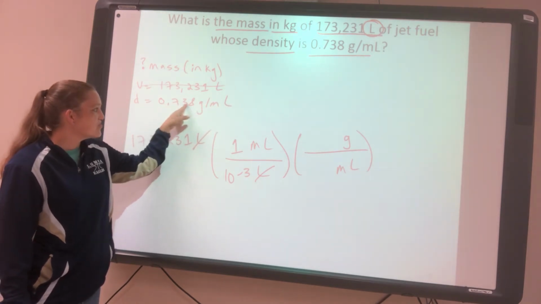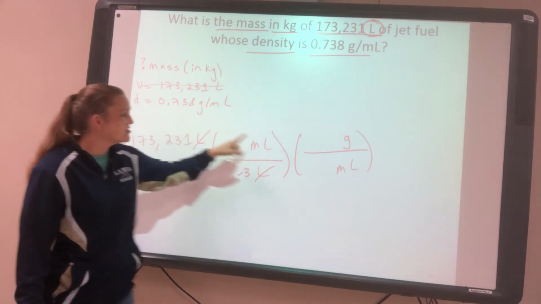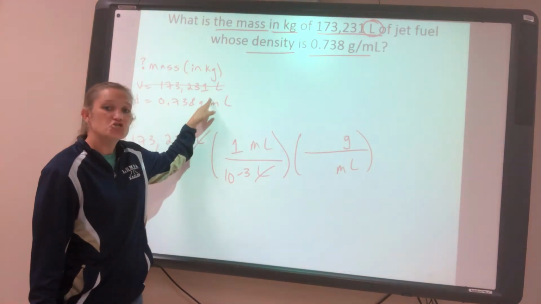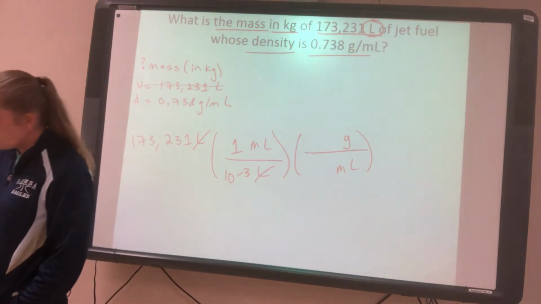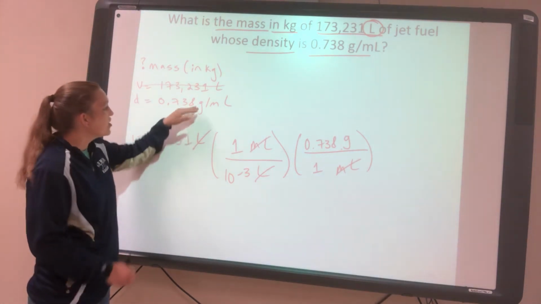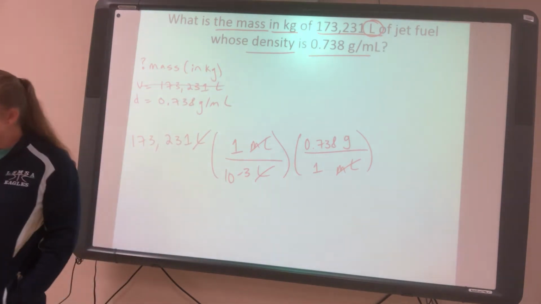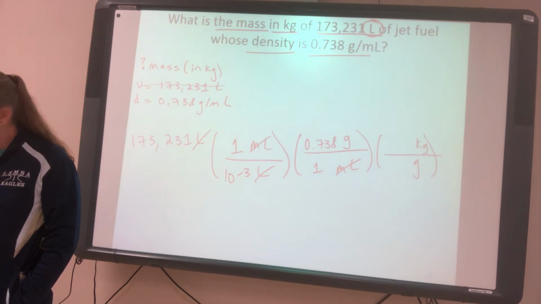So the 0.738 goes with the gram. It's going to go on top. And then this is 1. It's always an understood 1. We just don't write it. So it goes on the bottom. So 0.738 grams, 1 milliliter. Milliliters cancel. Now I have grams. I don't want grams. I want kilograms. So I need my grams to go away, and I need my kilograms on top.